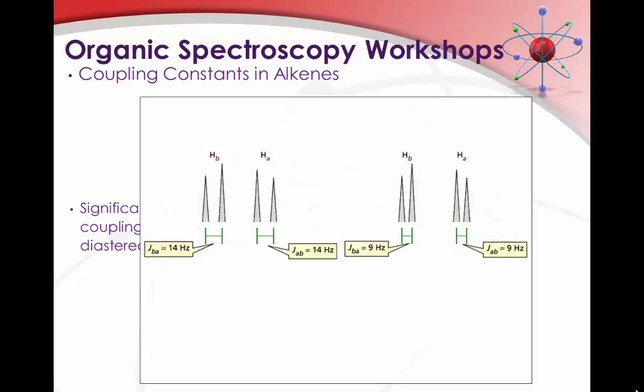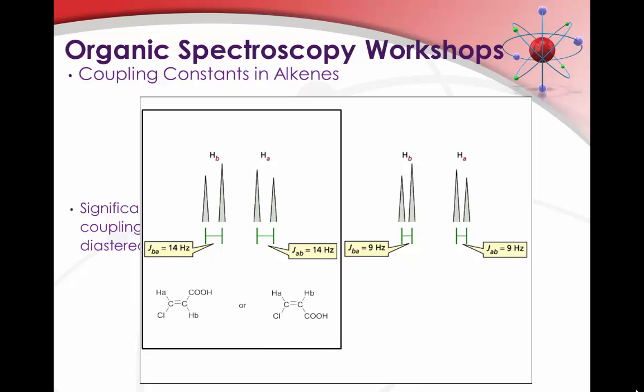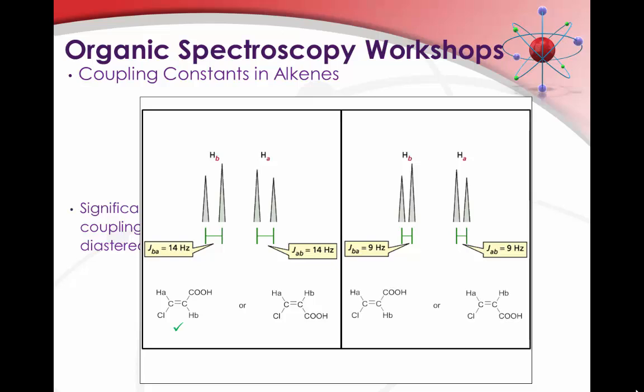In this example, we have a di-substituted alkene which may have cis or trans geometry. Coupling constants can help us differentiate between the two. On the left-hand side, we have two signals, each with a J value of 14 Hz. This is characteristic of trans geometry. On the right-hand side, we have two signals with coupling constants of 9 Hz, which is characteristic of cis geometry.